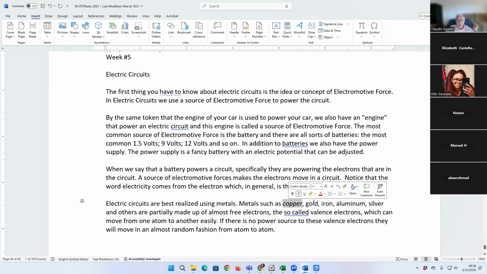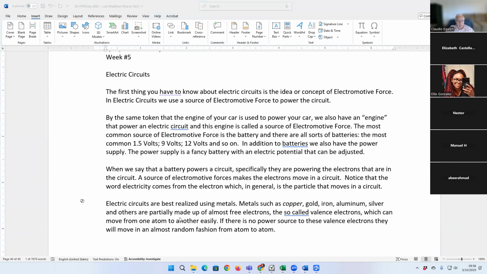Copper is a better conductor compared to gold. Gold can be more expensive than copper, but copper is a better conductor than gold. It's very difficult to find a metal that conducts as well as copper and silver. And I want you to have an idea, a model in your head, of how these circuits work.